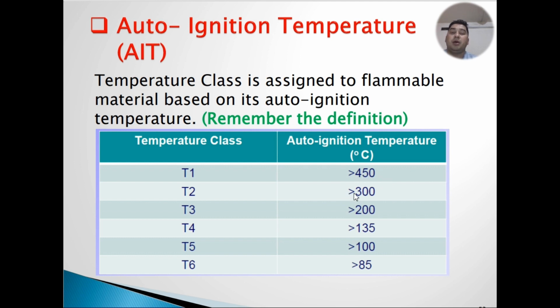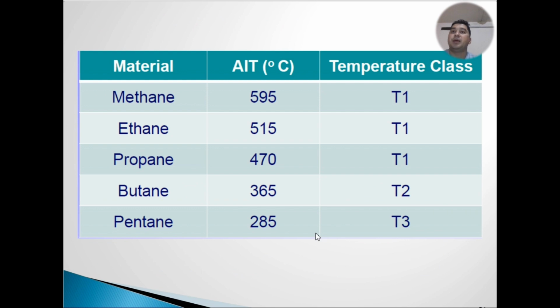Then we have T2 above 300 degrees Celsius, T3 above 200 degrees Celsius, T4 above 135 degrees Celsius, T5 above 100 degrees, and T6 above 85 degrees Celsius. These are the 6 temperature classes and auto ignition temperature in degrees Celsius. Now the material, we have methane, and the auto ignition temperature is 593 degrees Celsius, so it will come under T1. Then we have different materials here, then we have the auto ignition temperature.